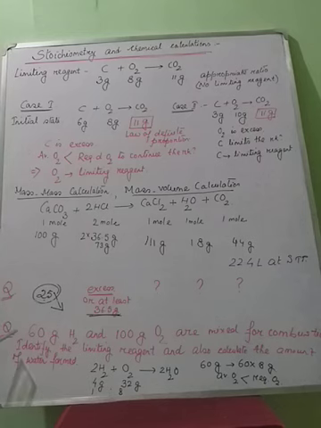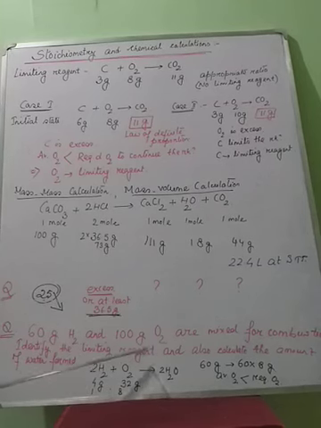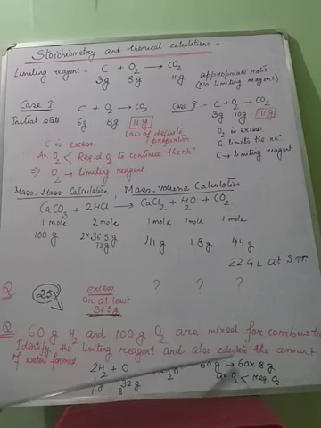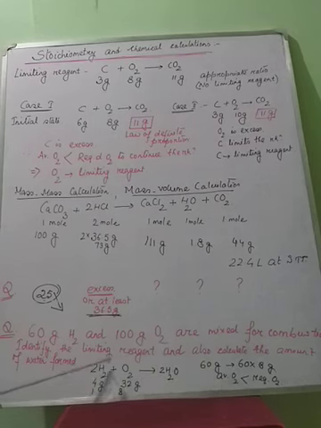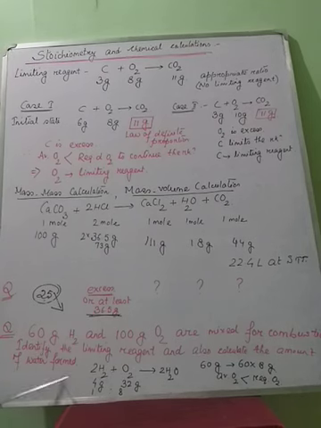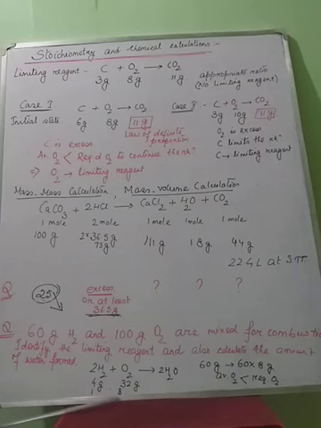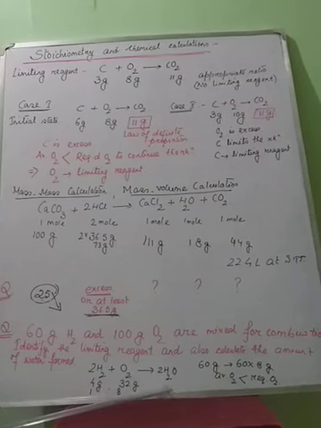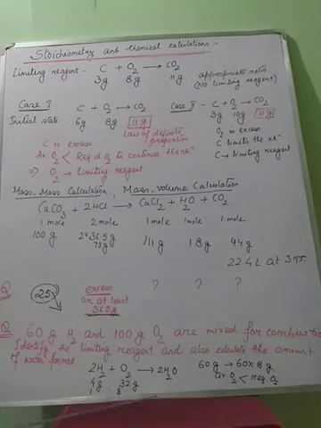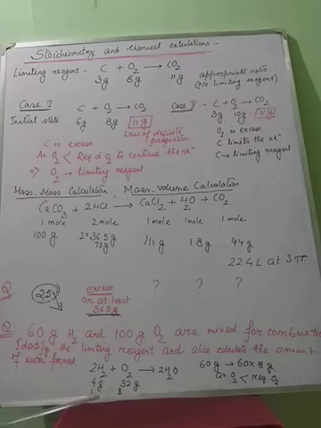Now I have given one example that 60 gram of hydrogen and 100 gram of oxygen are mixed for combustion. Identify the limiting reagent and also calculate the amount of water formed. As we know that hydrogen and oxygen combine in 1:8 ratio to form water. So in this case, 4 gram of hydrogen would react with 32 gram, or 1:8 ratio is being prevailed.